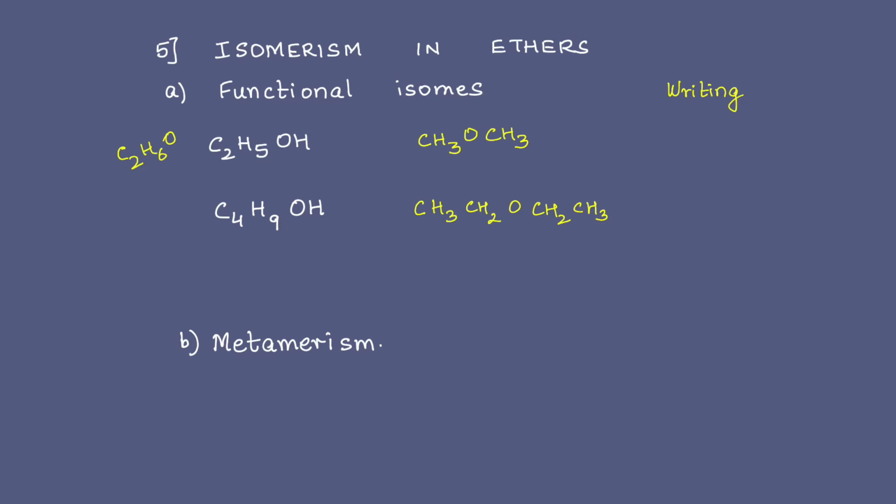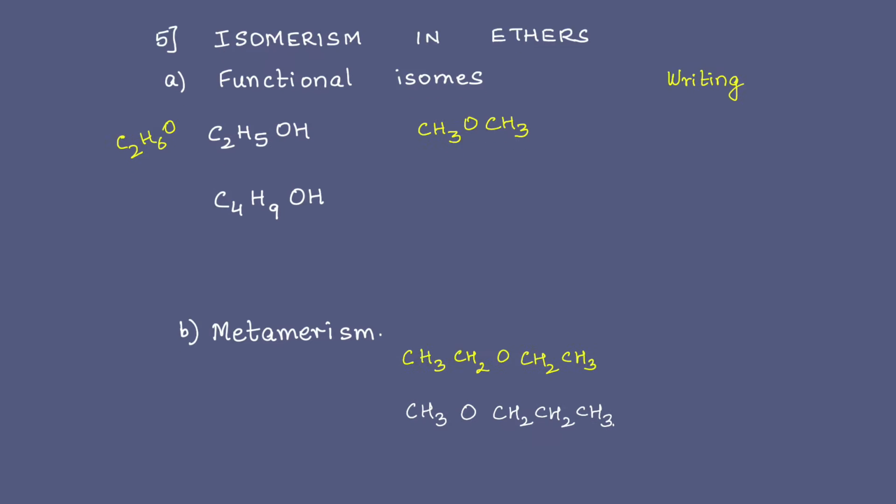Oh, you drew another structure. Okay, tell me. CH3O, yes. So we'll have CH2, CH2, CH3. Yes, that's another possibility. But I won't classify it as a functional isomer of the first one. Of course, it's a functional isomer of the alcohol. But if I compare it to the first ether, then the 2 of them would be called metamers, right?